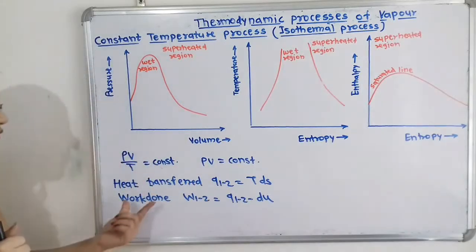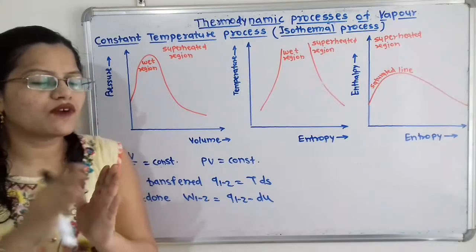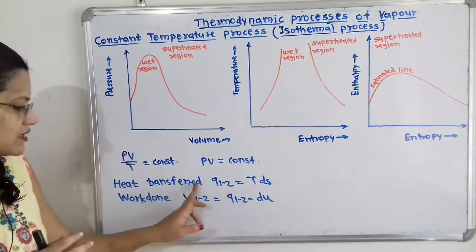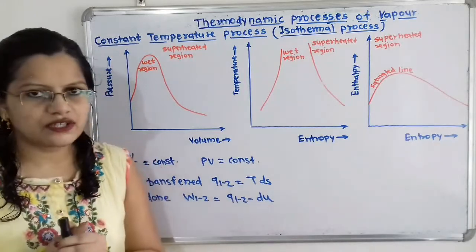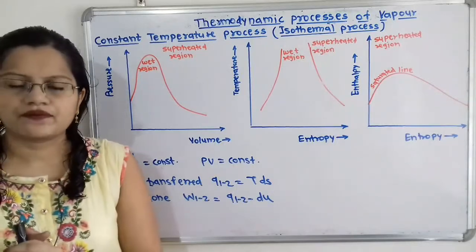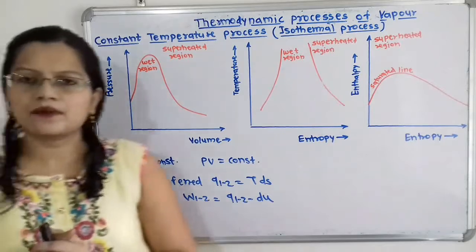Now in the same way, how to calculate the work done? So work done during the process 1 to 2, that is W12, is equal to Q12, that is heat transferred, minus change in internal energy dU, where dU is equal to U2 minus U1. So these are the important formulas for the isothermal process.